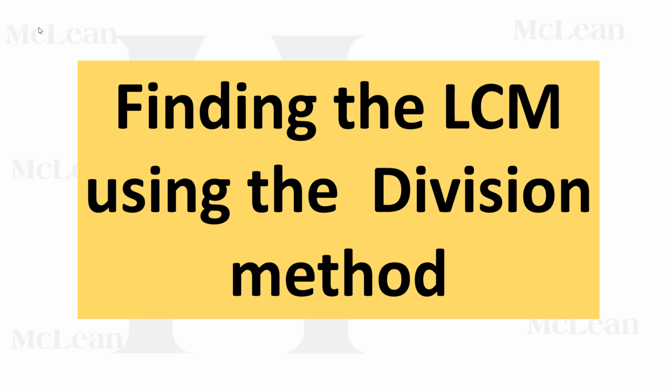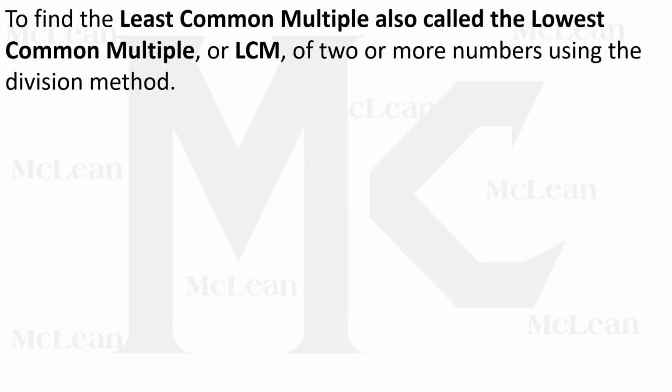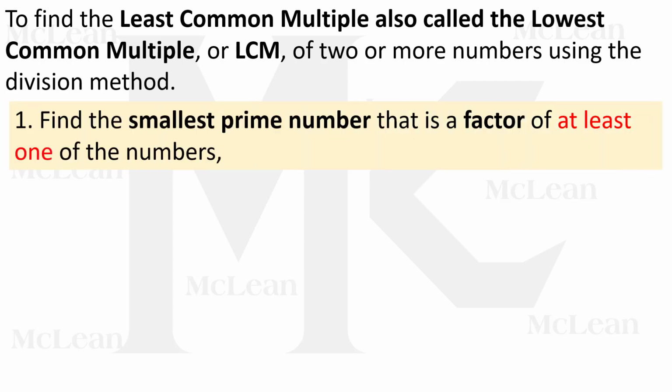Finding the LCM using the division method. This is another way to find the LCM of numbers, two or three or more numbers. Now, to find the least common multiple, also called the lowest common multiple, or LCM, of two or more numbers, we're going to use the division method. First, find the smallest prime number that is a factor of at least one of the numbers.